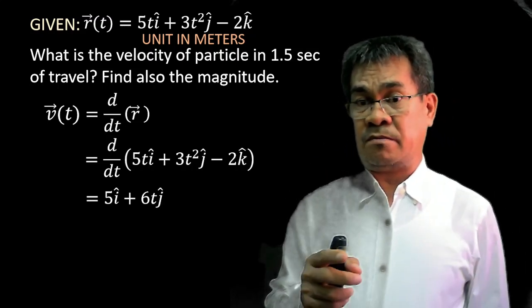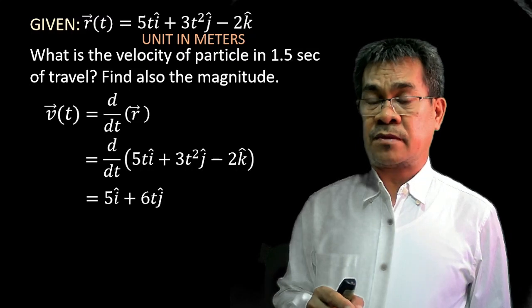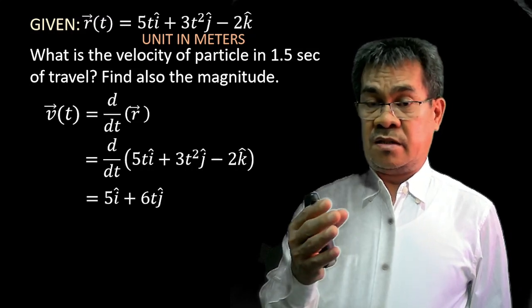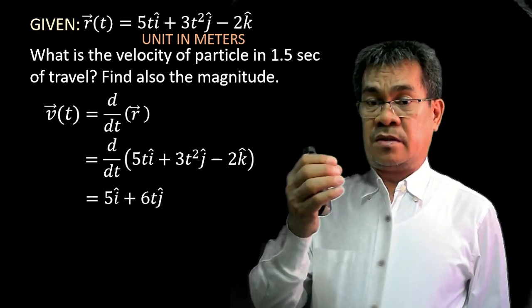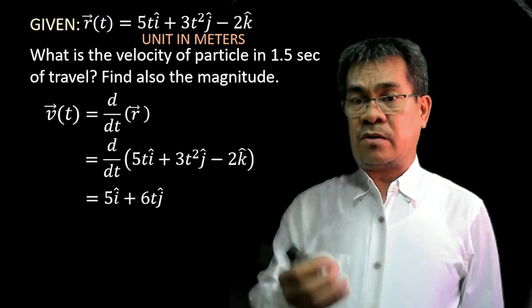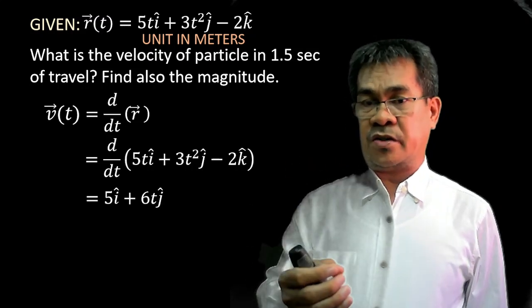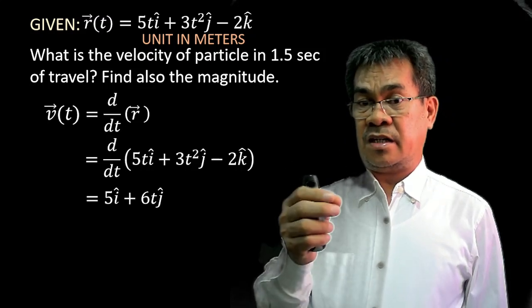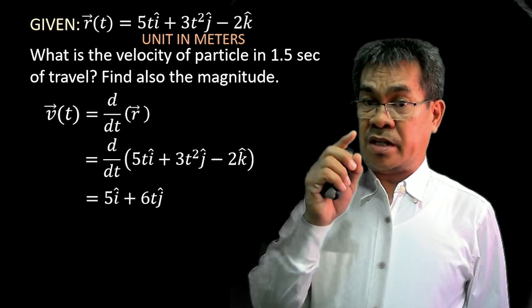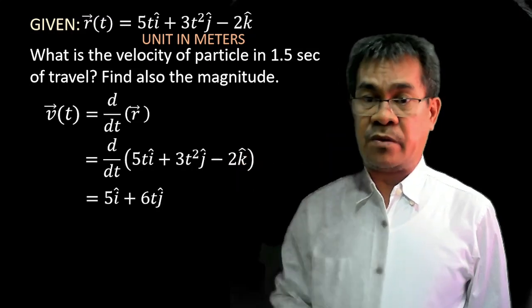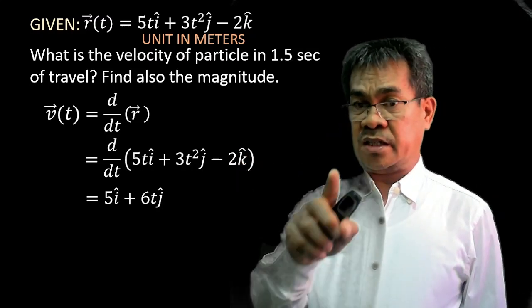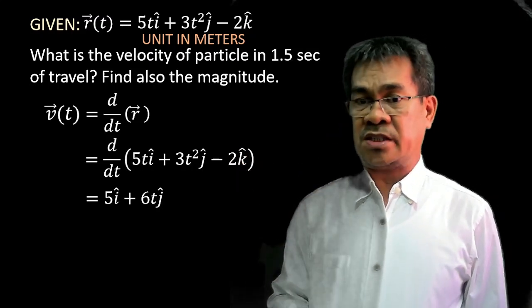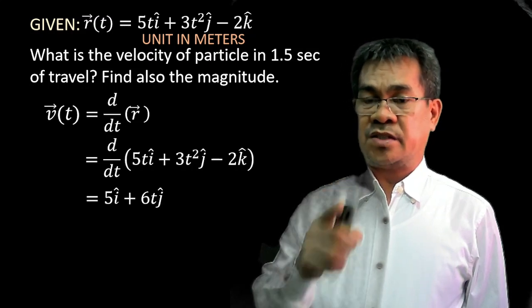While the second term, the 3t squared, using the power rule, after applying the power rule, multiply it by 3. Or you can say 3 times 2, then t squared minus 1, using the power rule. So the second degree will reduce to the first degree. That's why the answer is 6t j hat.